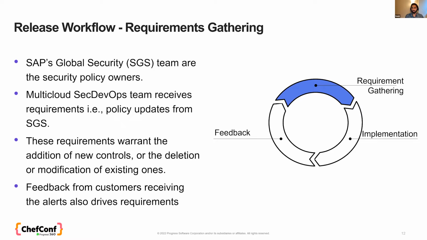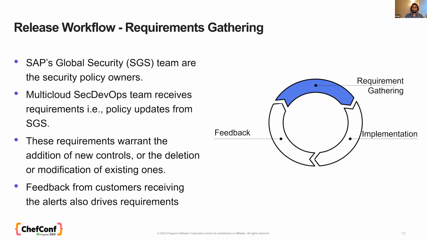It depends on the time frame, but we typically receive it within 2 weeks, within a month's time, and so on. Once we receive those updates, we convert the policy updates into code using Chef InSpec, in the form of Chef InSpec controls. These requirements can range from the addition of new controls, to changing or updating the implementation of existing controls, and finally deactivating existing controls.